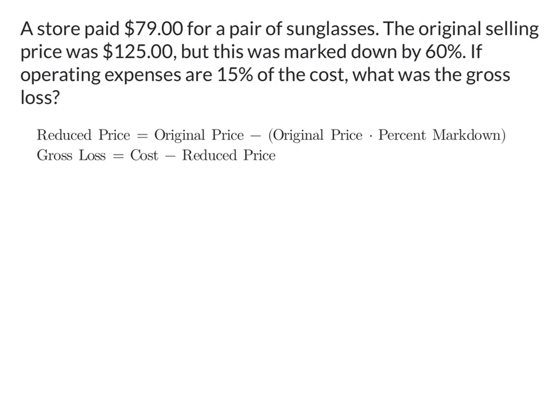This problem is the same problem as before, but instead of computing the operating loss, we're going to find the gross loss. So the gross loss occurs when the selling price is less than the cost of an item. So to find the gross loss, we'll use the two formulas listed on the screen in that order. First, we're going to find the reduced price, and then we'll subtract the reduced price from the cost to find the amount of gross loss.